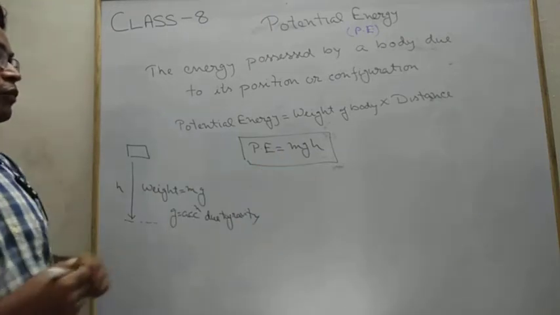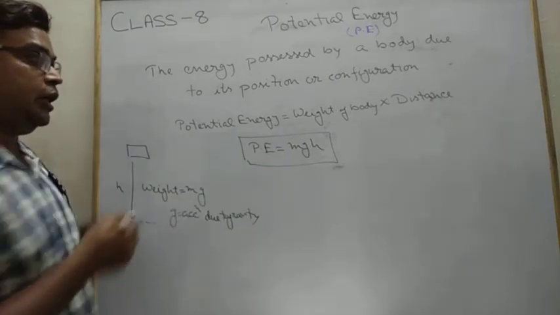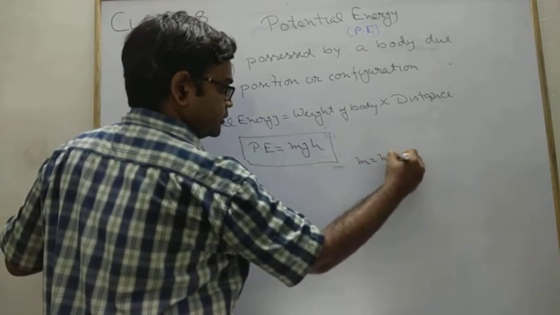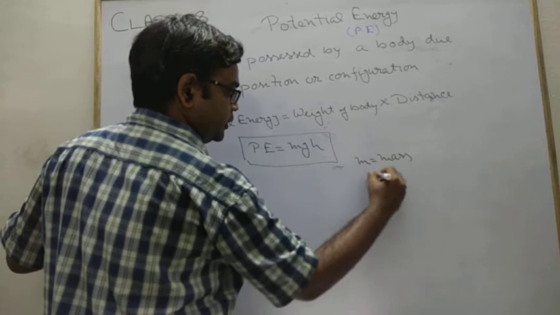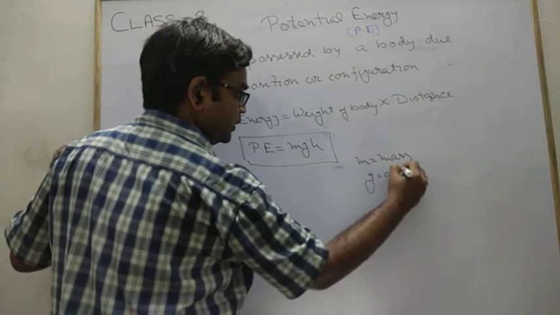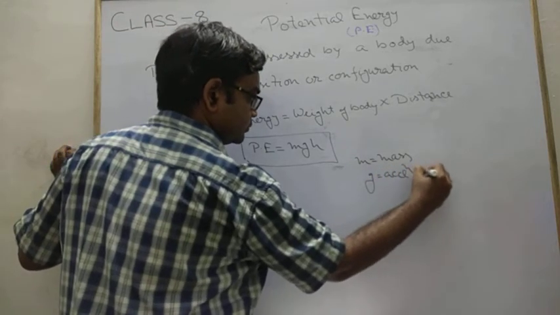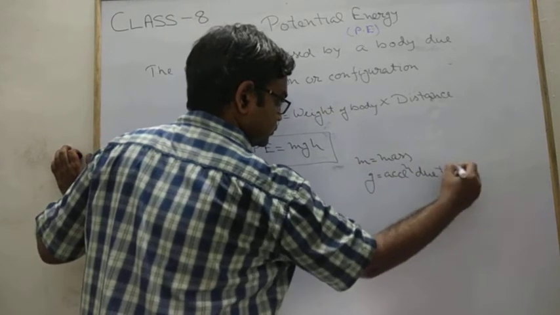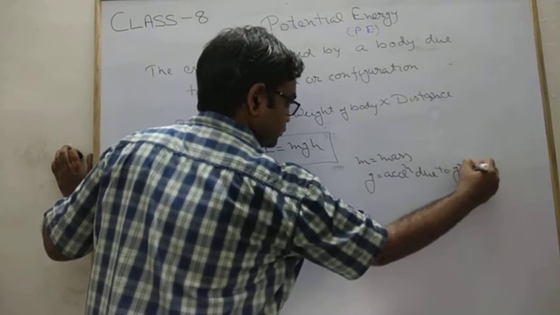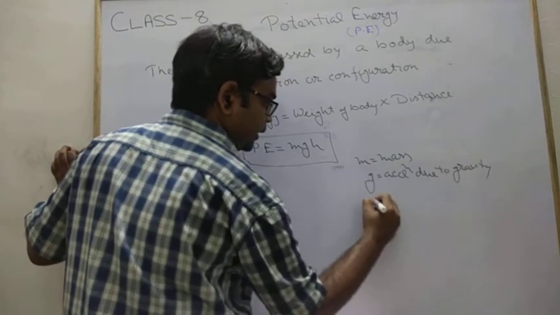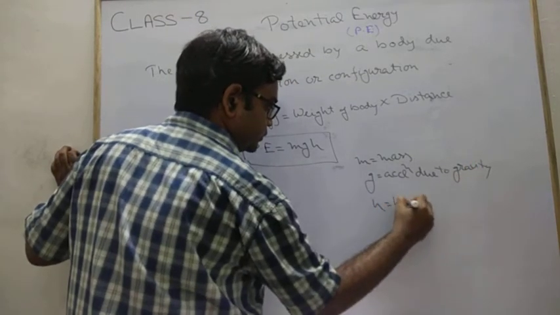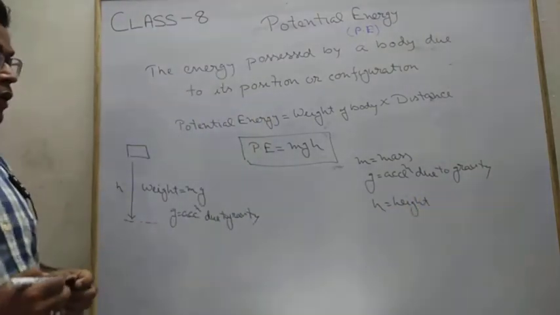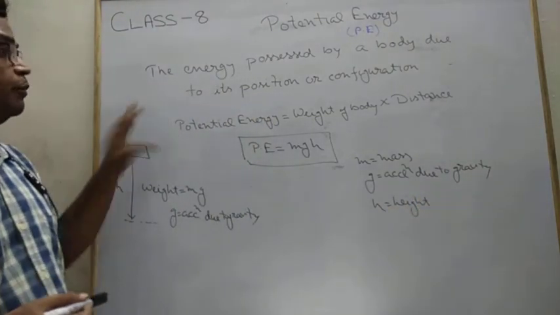Then you must write down what is m, what is g, what is h. I am writing over here. m is the mass, g is the acceleration due to gravity, and h is the height. h is the height up to which that body is raised. This is the concept of potential energy.